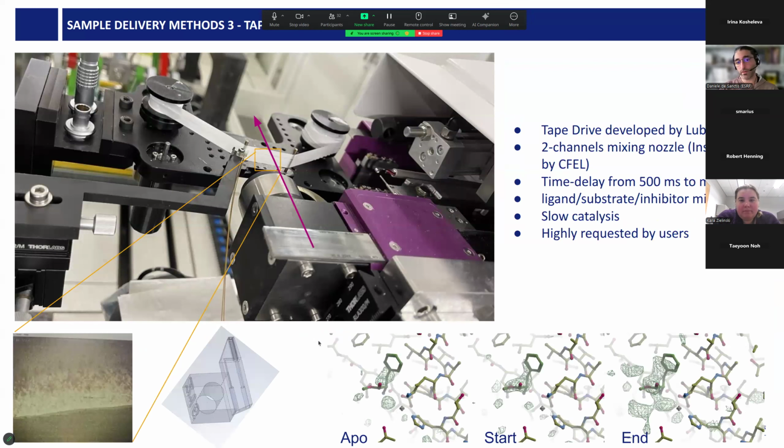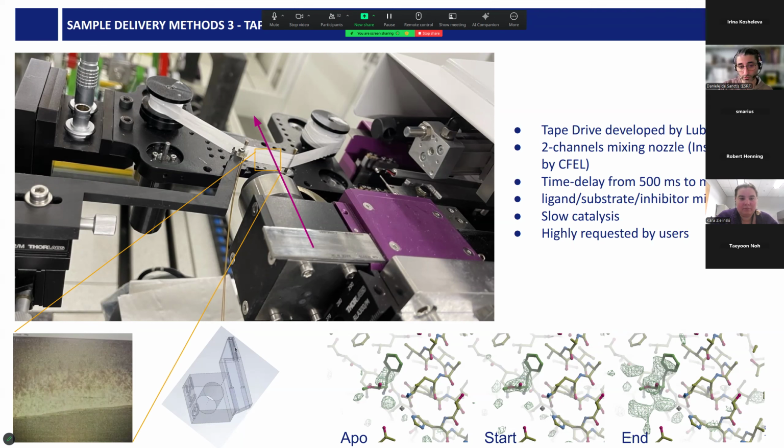The other sample delivery method that we routinely use is a tape drive system. We have adapted, in a collaboration, the tape drive that was developed by the Lübeck Technical University. And we have developed a two-channel mixing nozzle, inspired by what was done at CFEL by Dominic and colleagues with their tape drive system. It basically works, as I like to describe it, like a fountain pen. Here you see the tray of the crystal being deposited, and we keep pumping the two.